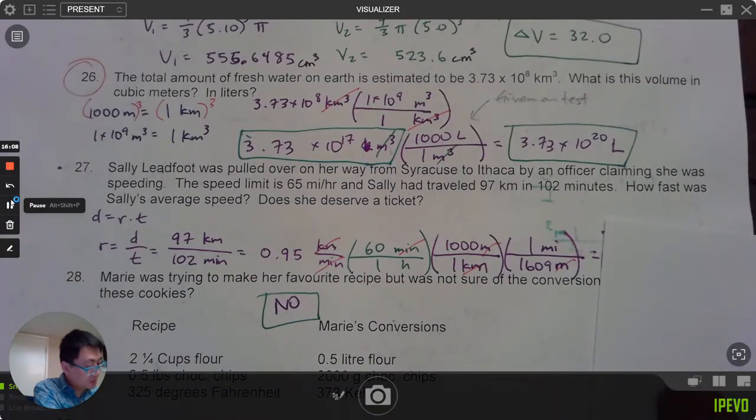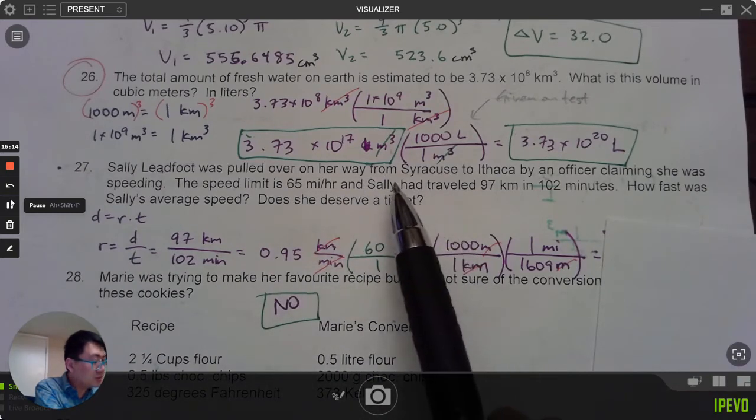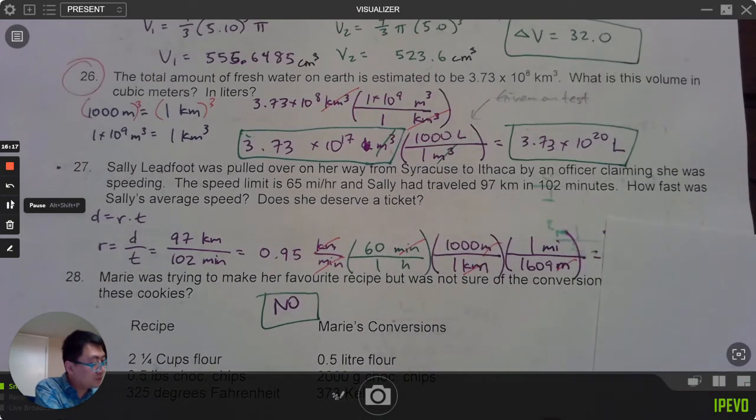Question number 27 says, Sally Leadfoot was pulled over on her way from Syracuse to Ithaca by an officer claiming she was speeding. The speed limit was 65 miles per hour, and Sally was traveling 97 kilometers in 102 minutes. How fast was the average speed?